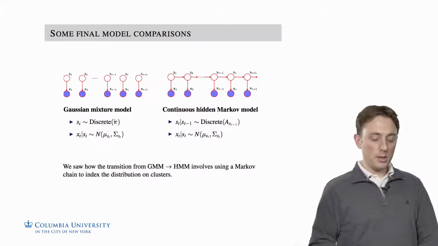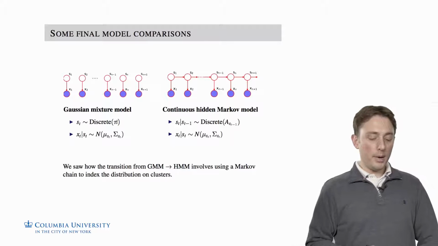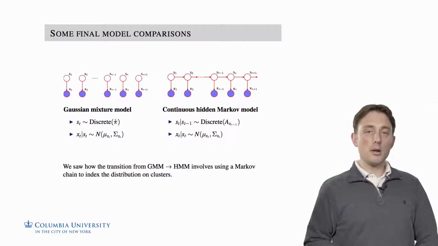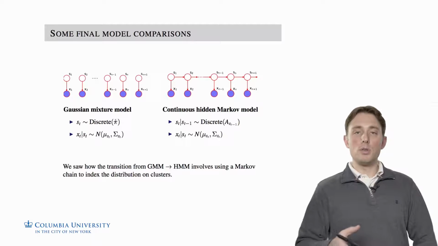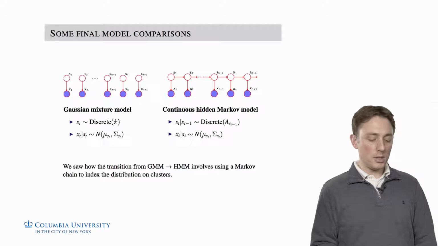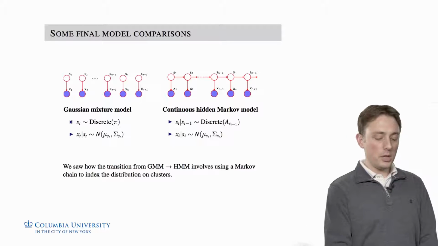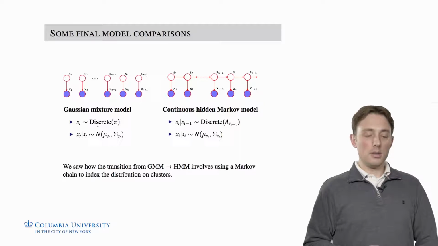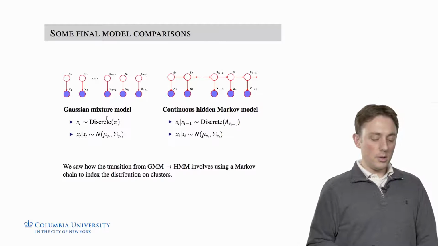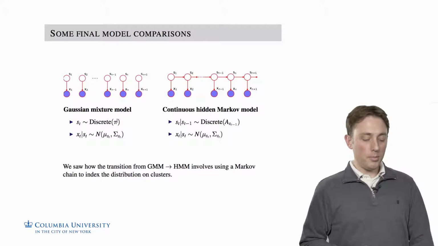So we have a discrete distribution with parameter pi, where pi is our mixing weights, our probability distribution on the S different Gaussians in our mixture model. So we first generate a Gaussian from a discrete distribution with mixing weight vector pi.